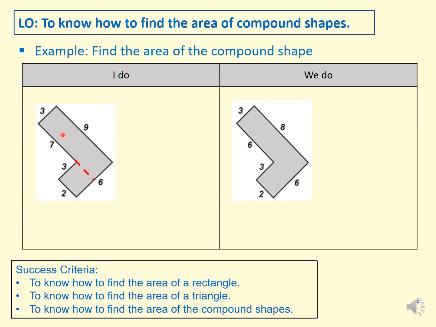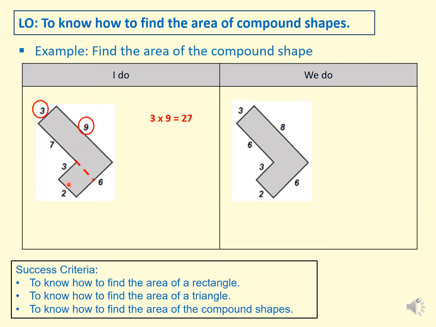So if I find the area of this one and the area of this one, and add them together, I find the area of the whole shape. So let's find the area of every single one of them. For finding the area of the bigger one, I need to times the whole length in here, which is width 3, and the whole length in here, which is 9. So if I do 3 times 9, I found the area of this rectangle in here.